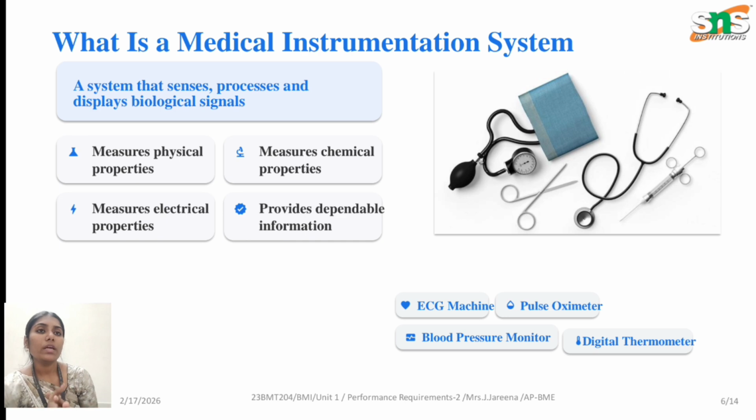So what is a medical instrumentation system? We already know these are the instruments we use to sense, process, or display biological signals, which in turn are used for diagnosing or treating the patient. Here we sense signals like physical, chemical, and electrical ones. These signals give detailed information about your body. For this we have different medical devices that capture the status of different organs. When we design any medical device using different electronic components, those components must meet the performance requirements.